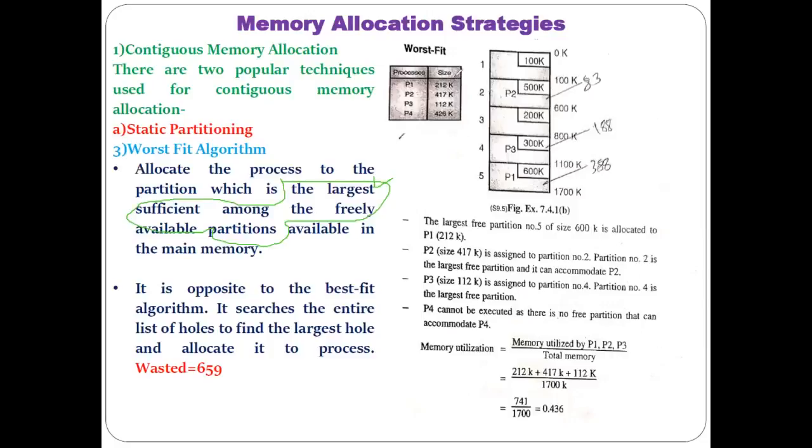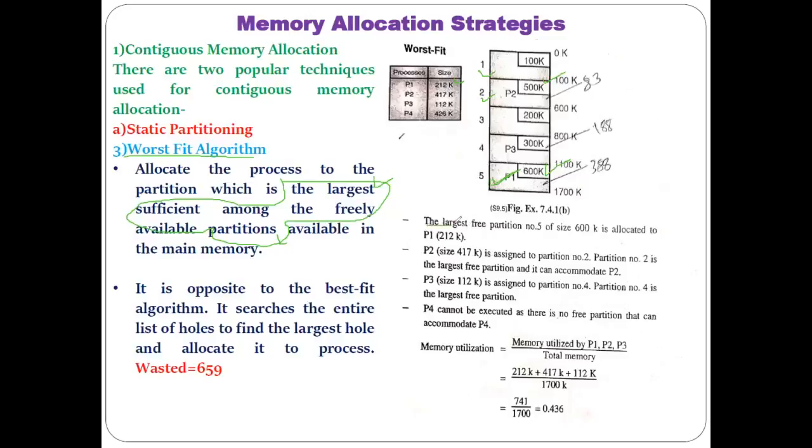Can we allocate P1 within partition 1? No. Can we allocate P1 within partition number 2? It is possible, but it is not the largest. Which is the largest out of these? This is the largest. That is the reason P1 is allocated within partition 5. That is the worst fit algorithm. Allocate the process within the largest sufficient among the freely available partitions.